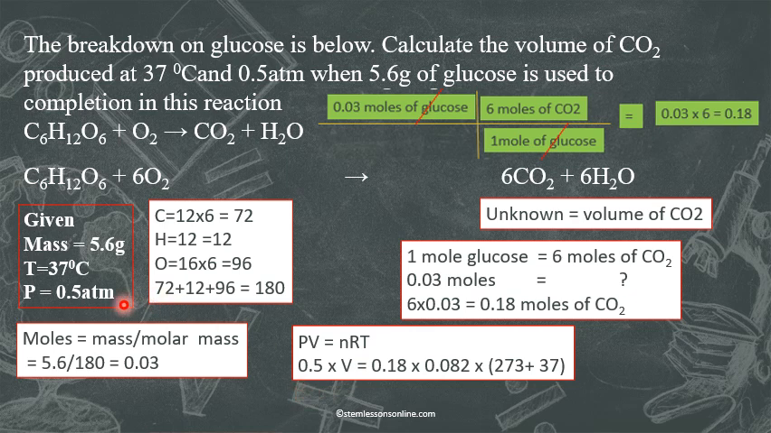So pressure is given as 0.5. Volume, what's the volume? That's what they are asking us to calculate. And number of moles, we already calculated 0.18. And the R value is 0.082. And we have to convert that temperature into Kelvin. And now we can solve for V. So you can see that it is 9.15. So this is not under standard condition. One example from non-standard condition, correct? All right.